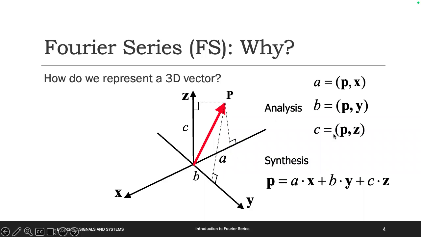Okay, I want to review this. Why? Because it's very similar to representing a 3D vector. This is the analysis form, and this is the synthesis form. For the Fourier series, it also has those two different forms. This is A, this is B, this is C. And actually, we know this is the dot product. Do you know what a dot product is? I think you learned this in calculus, am I right?